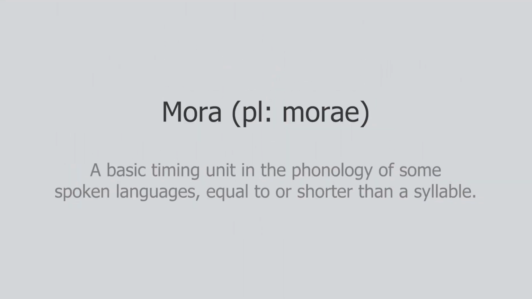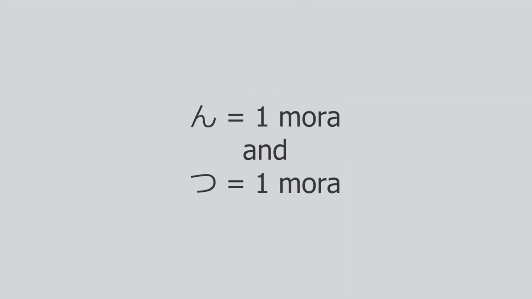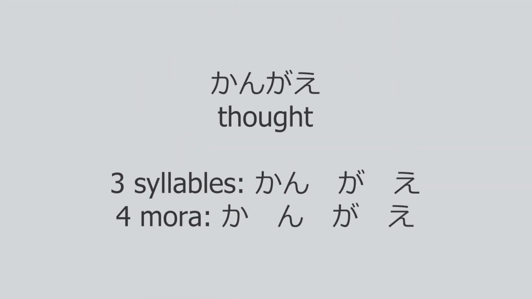Japanese, on the other hand, is pronounced with equal length and vowel quality in each mora. A mora is a linguistic term for something that is basically a syllable. The difference is in Japanese, n is considered a mora. So words like kangae would technically be considered 3 syllables, but 4 mora. Other than that, you can think of a mora as a syllable.